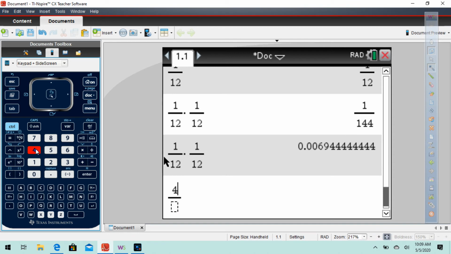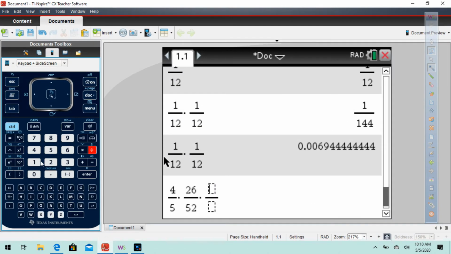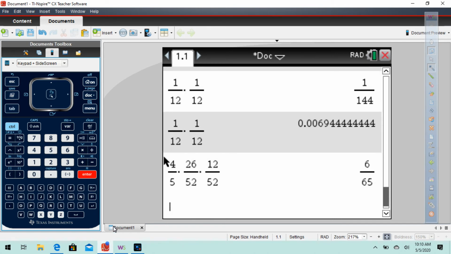Control, divide. We got 4/52 times, and then control, divide. We said, what was it, 26? Yes, 26/52 times, and then we got one more, and that was the face cards. That's 12/52, and that's 6/65.